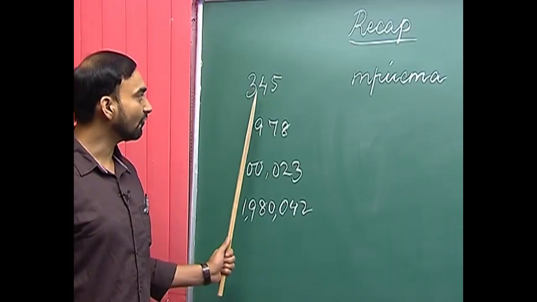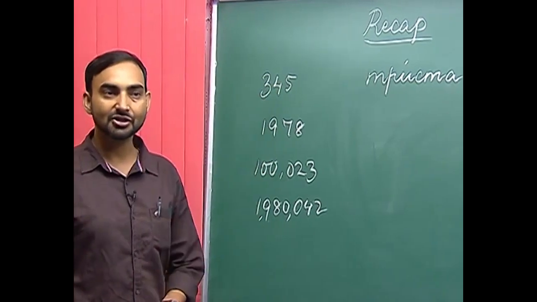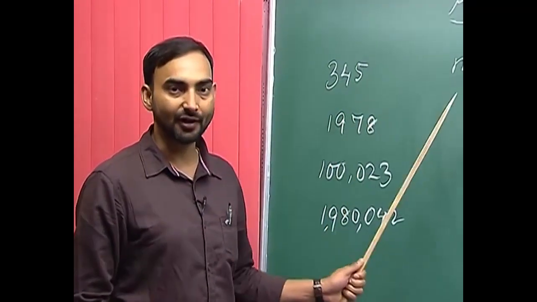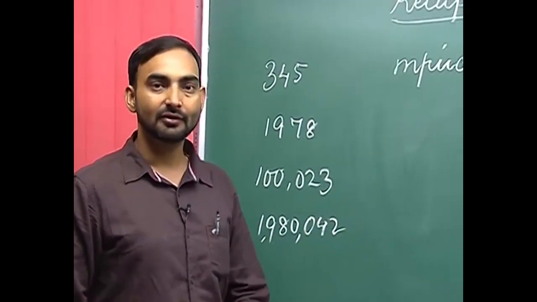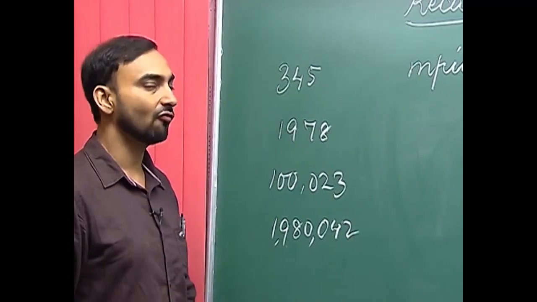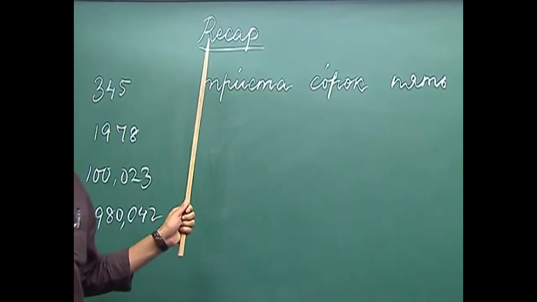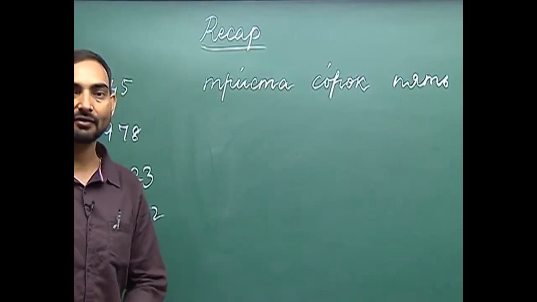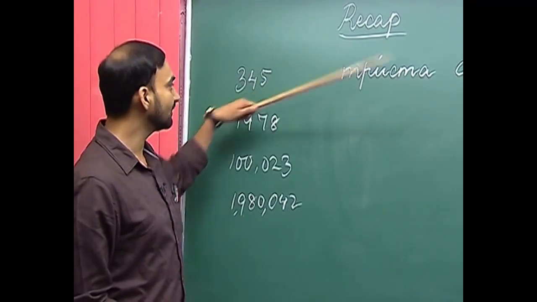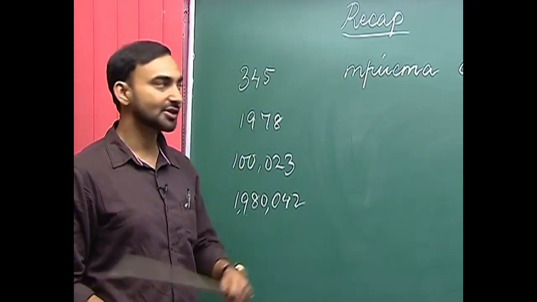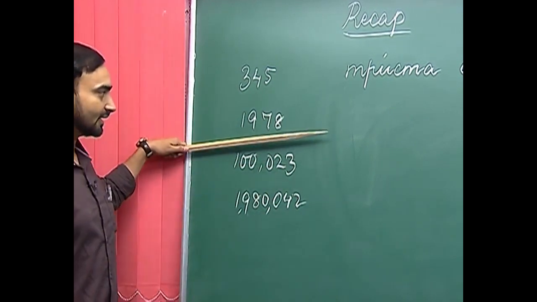The first cardinal number I have written here is 345. How will you say that in English? In Russian, just find the equivalent of 300, 40 and 5. How do we say 300 in Russian? 300 is 300, 40 is 40 and 5 is 5. So, this is how we say 345 in Russian.